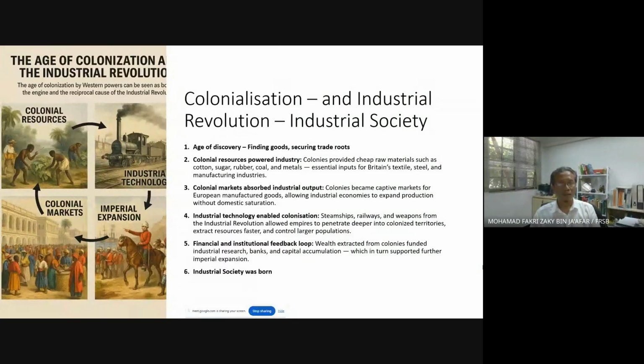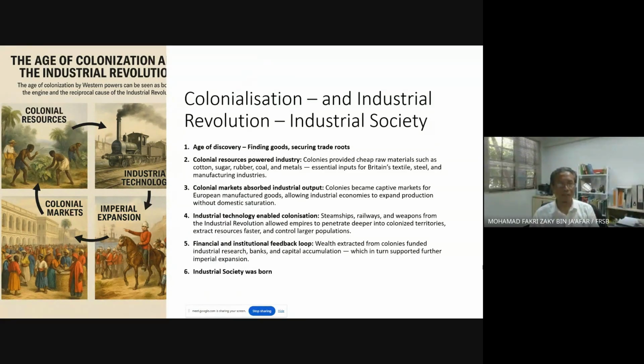Okay, so the new resources powered the industry. Colonies provided cheap raw materials such as cotton, sugar, rubber, coal, and metals. They got these very cheap by negotiating or forcing or going to war or conquering other countries. So because of these cheap materials, and in the case of the US, the cheap labor from African slaves, it really powered the economy.